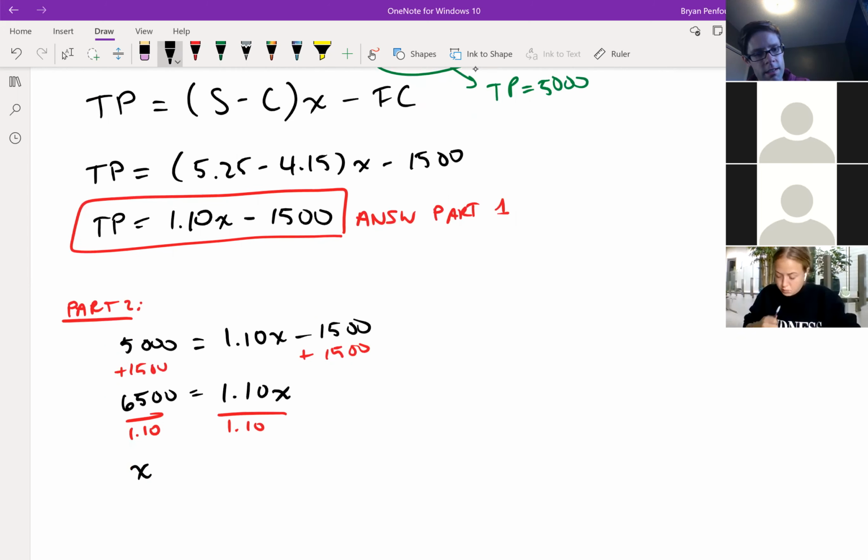And we should end up with X is equal to 5,909. And we get this repeating decimal situation. And we can't really make 0.09 of an item. So what we're going to do in these situations is just round to the nearest whole number. So we could round either up or down. It makes sense, I think, in this case to round to 5,909. If you wrote down 5,910, I would not mark that incorrect. I think that would be fine as well.